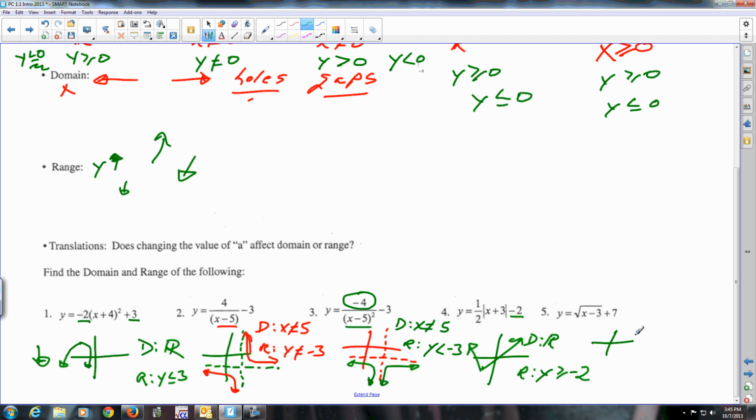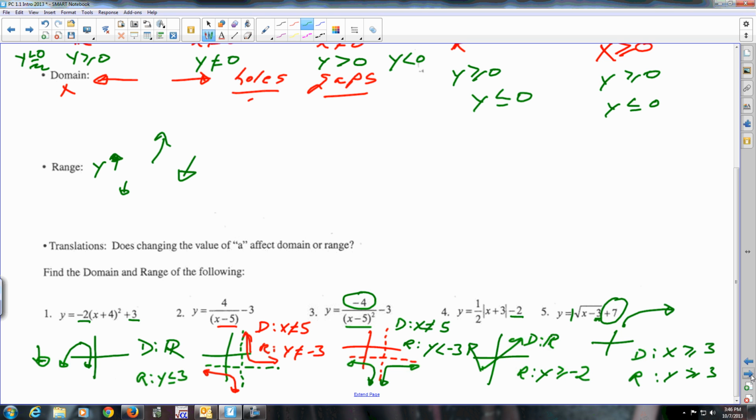Okay, square root graph. Let's keep 3 units right, 7 units up, and A is positive, so it's the upper half. Domain. Can you go as far left as you want? No. How far left can I go? I can go as far left as 3. So x is greater than or equal to 3. Range. Can you go as high as you want? Sorry about that, you guys. Can you go as high as you want? Yes. As low as you want? No. How low can you go? 7. So y is greater than or equal to 7. It's going over.